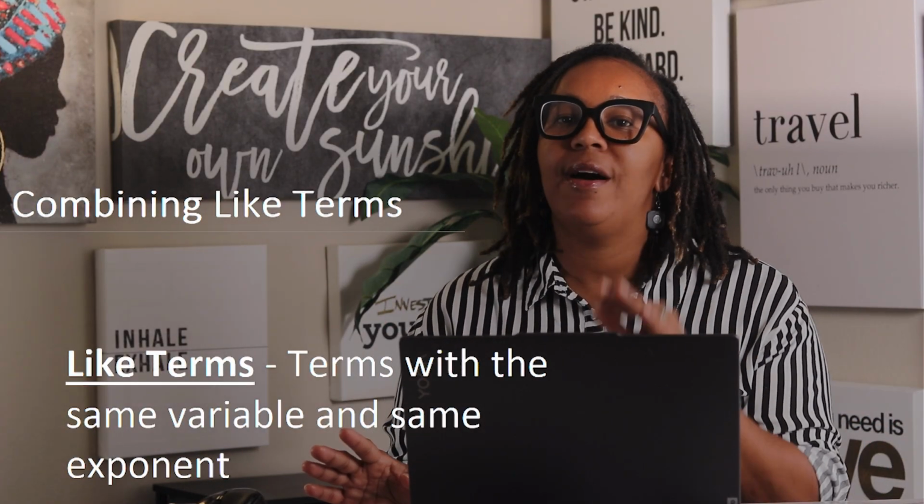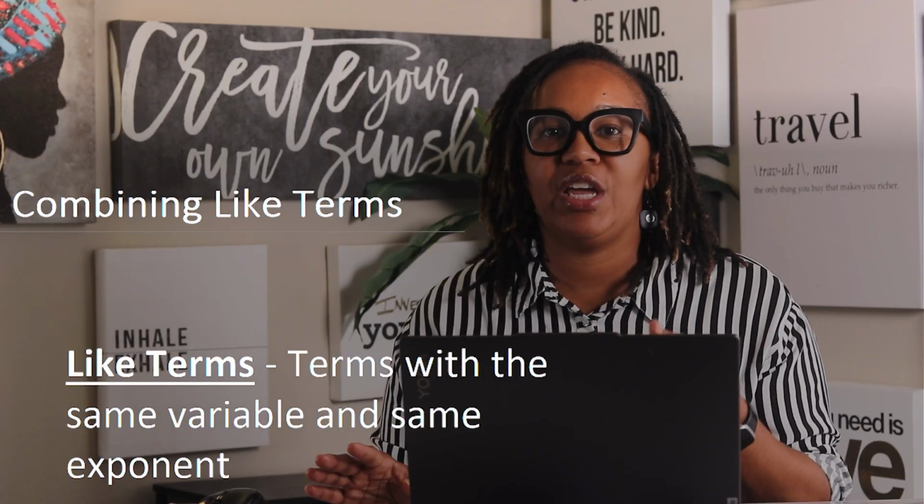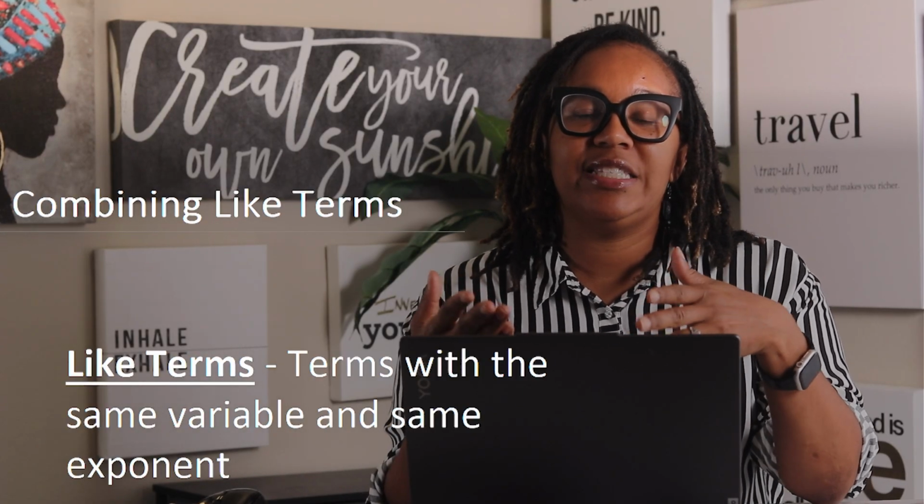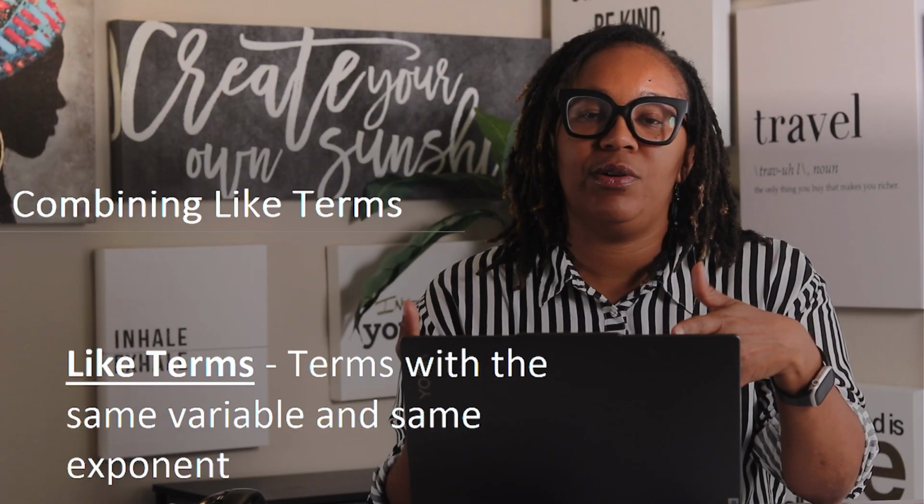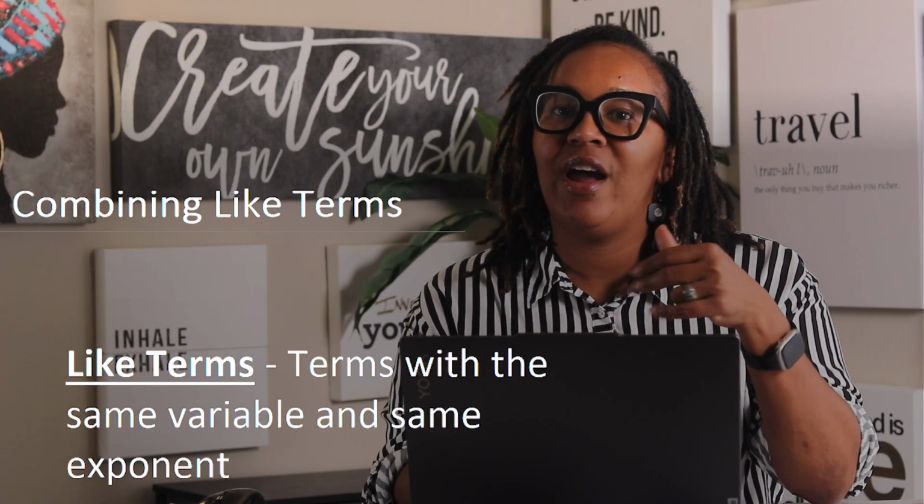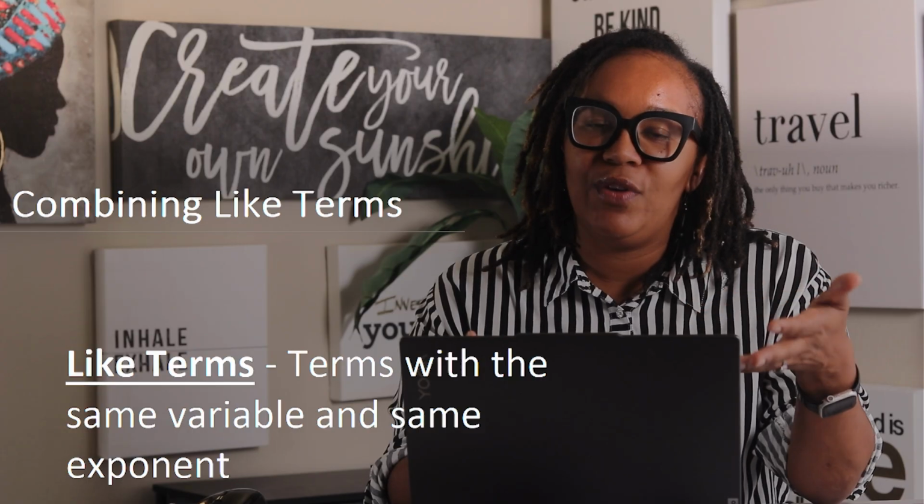In this video, we're going to talk about combining like terms. Before we can talk about combining like terms, we have to understand what like terms are. Like terms are terms that have the same variable and the same exponent. Variables are your letters: x, y, z, r. X is the most commonly used variable, but any letter can represent a variable. So we're looking for the same variable and the same exponent. If they have the same variable and the same exponent, then they can be combined together.